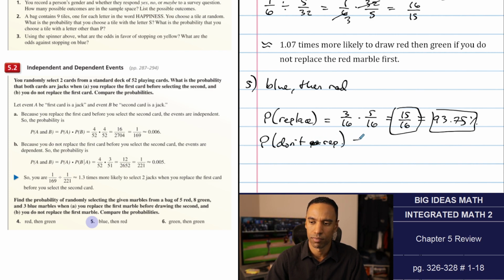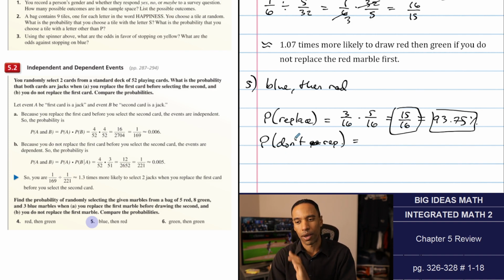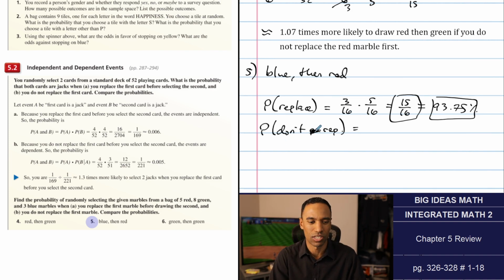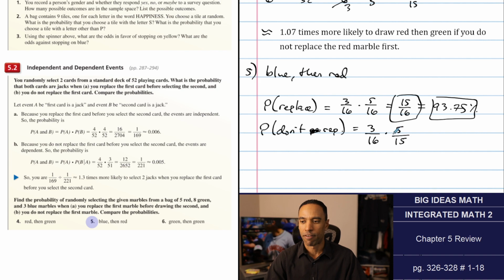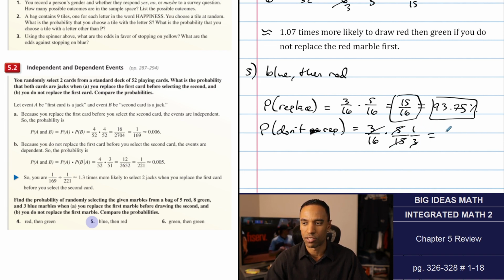Don't replace. You know, don't follow how I write some things out in this situation. This is just conversationally with me and you, how this works. I draw the blue 3/16 chance, and then I still have 5 red within there, but I did not replace the blue, so only 15 left in that situation. Now, 5 out of 15 reduces to 1/3, and 3 out of 3 reduces to 1. So you get 1 out of 6.